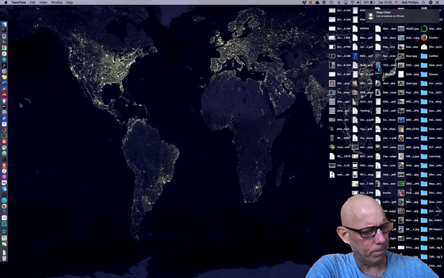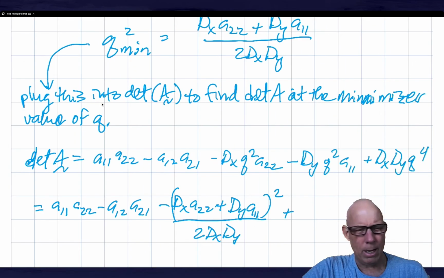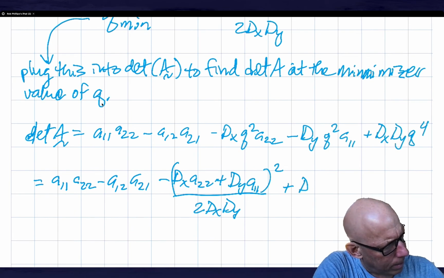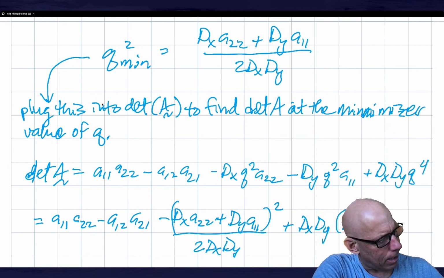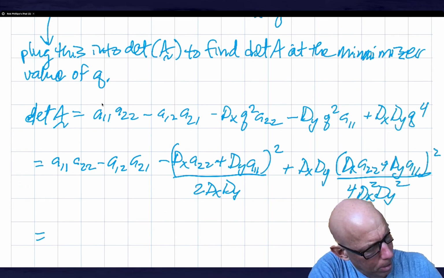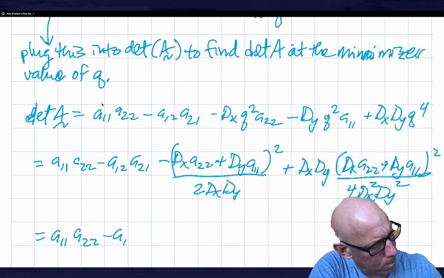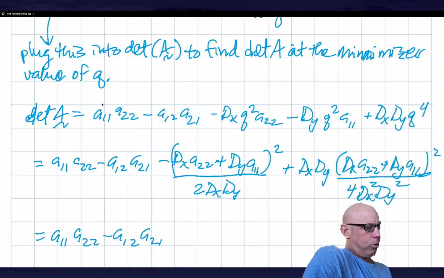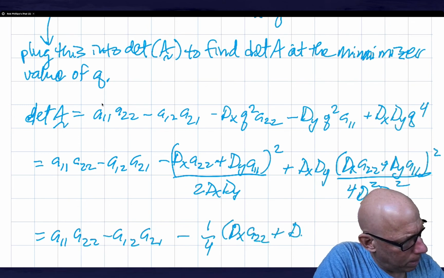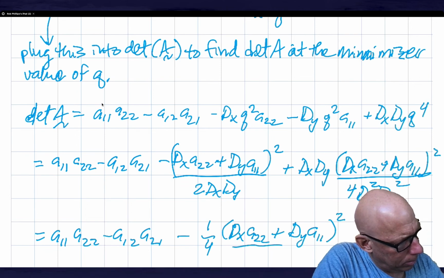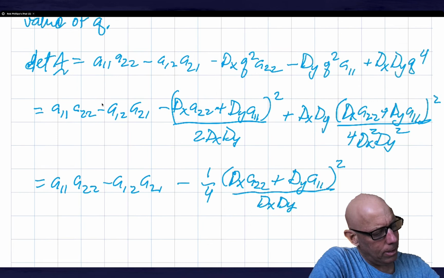Oh boy, I think I lost my, we're good, okay. Plus, now I've got to do the dx dy, so dx dy, and then I need to square Q squared, so that gives me (dx A22 plus dy A11) squared over 4 dx dy. These are both squared. And this leaves me with A11 A22 minus A12 A21, and then minus 1/4 (dx A22 plus dy A11) squared over dx dy. So that's the determinant of A.